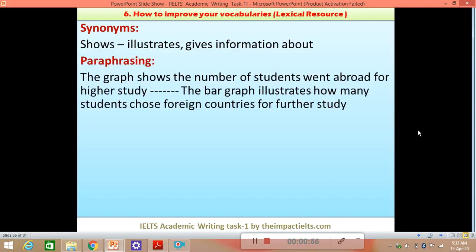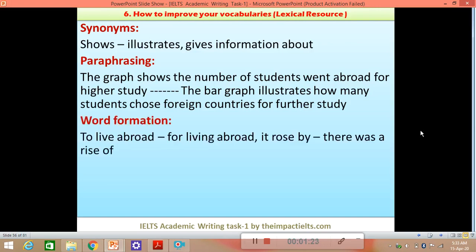Paraphrasing. The graph shows the number of students who went abroad for higher study. The bar graph illustrates how many students chose foreign countries for further study. That means writing or reflecting the same idea, but changing the grammatical and vocabulary related devices.